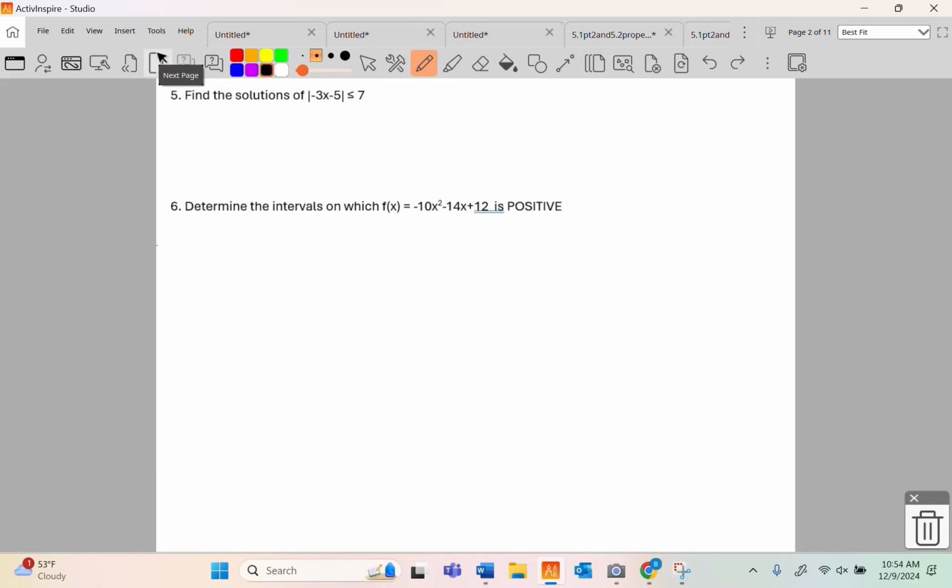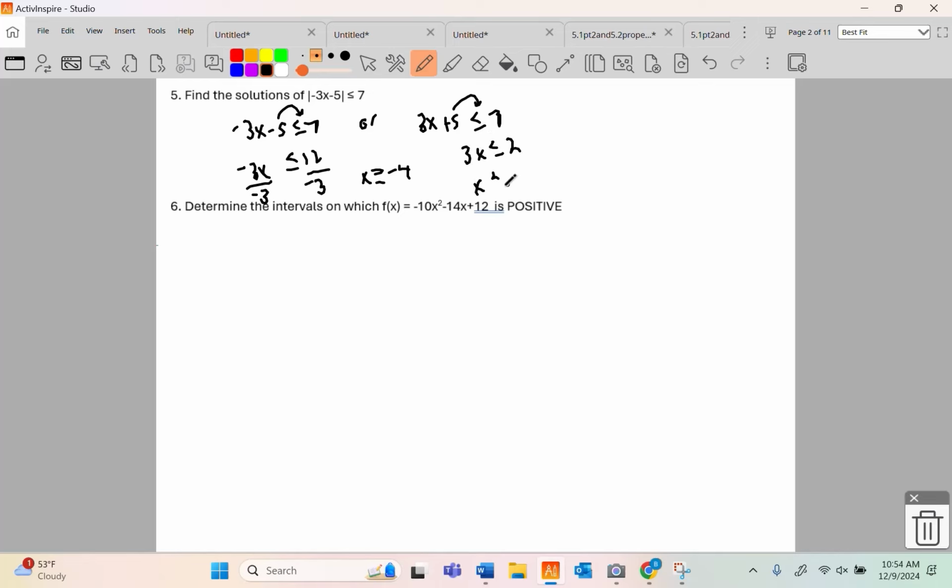Moving forward, find the solution of this guy. You're supposed to be writing two equations. -3x minus 5 is less than or equal to 7, or positive 3x plus 5 is less than or equal to 7. We add 5, we get 12. We divide out the negativity, we get a sign change, so x is going to be greater than or equal to -4. We subtract 5 and we get a 2. We divide by 3 and we get less than or equal to 2/3.